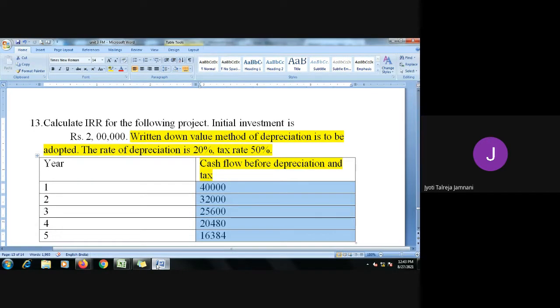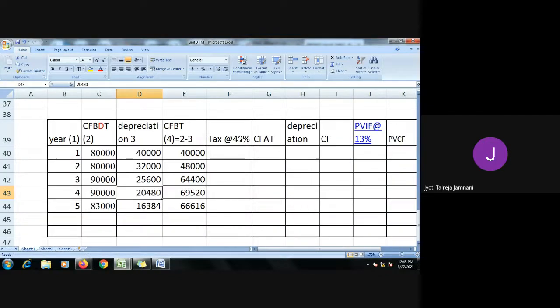Tax rate is 50%. So we will have to calculate the tax on this, that is on the cash flow before tax. So on 40,000, I have to calculate 50% of it. 40,000 into 0.5. 50% of 40,000 is 20,000. Similarly, 50% of 48,000 is 24,000. 50% of 64,400 is 32,200, and so on for all the years. I have got the taxes.